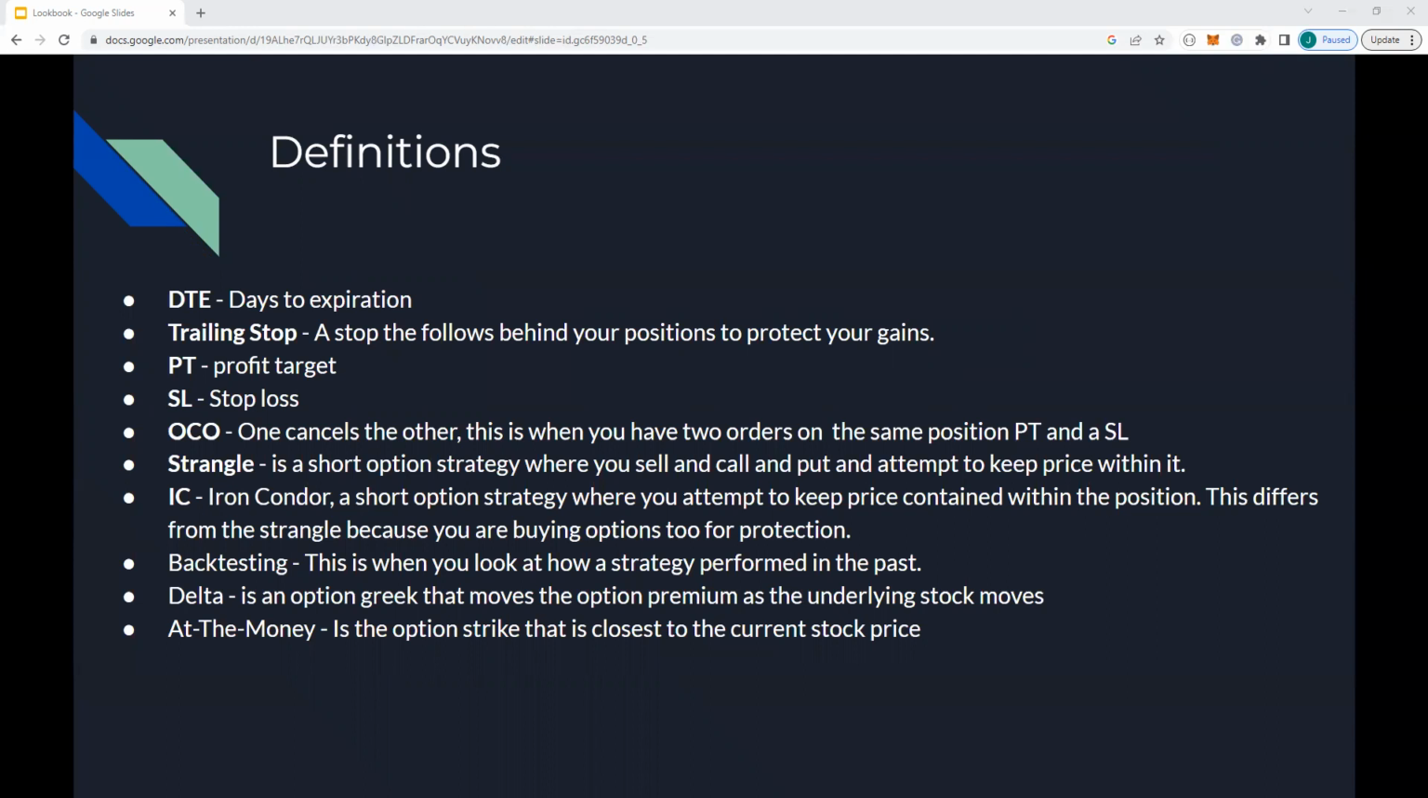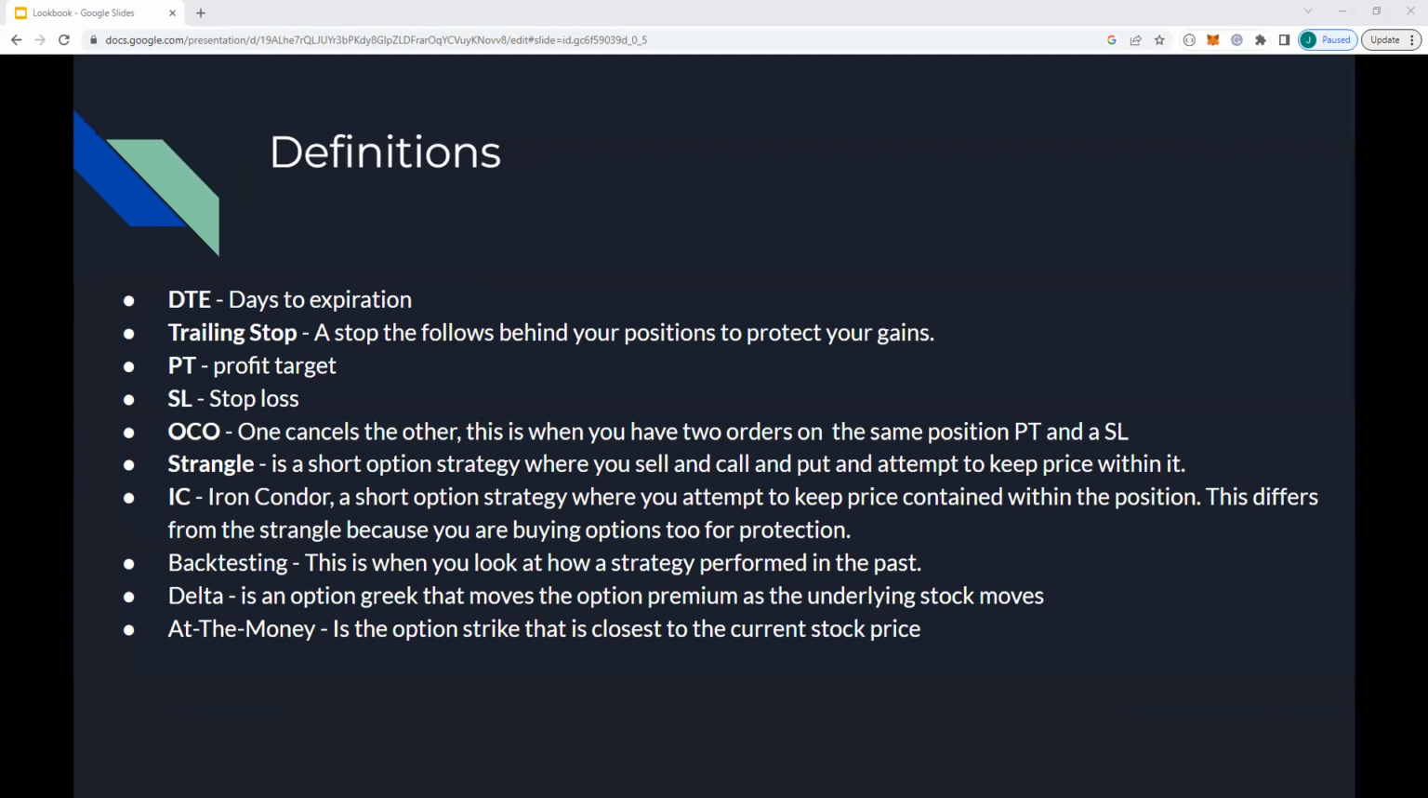There is the trailing stop. A trailing stop is where you protect your gains. If you initially enter a position and you add your stop on it, that's going to be your trailing stop. Typically, if the position goes against you immediately, it'll be a loss. So it doesn't always protect your gains, but a trailing stop will protect you.